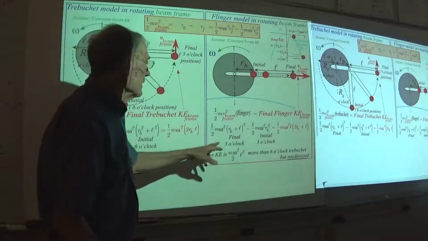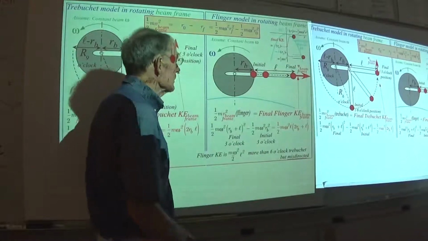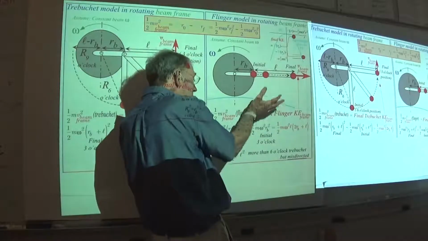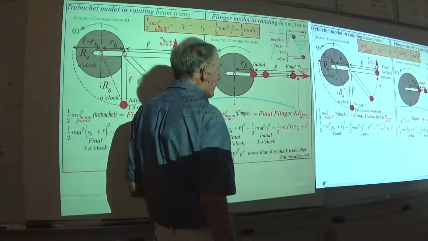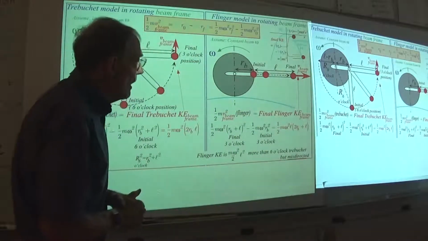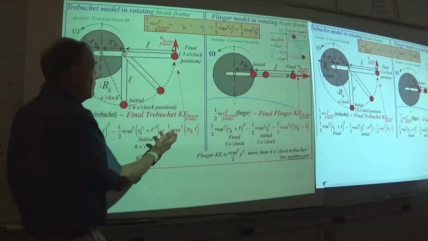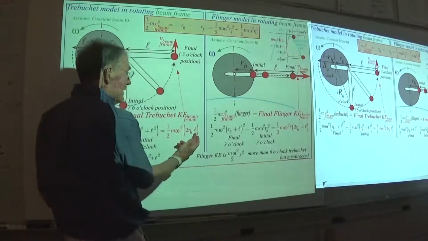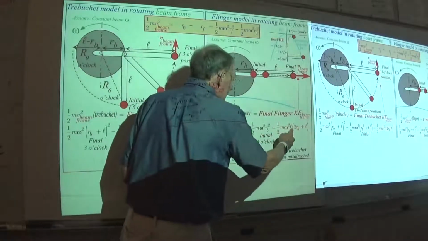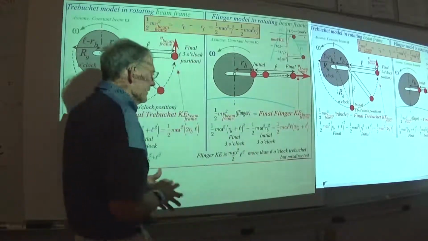This is the final 3 o'clock, initial 3 o'clock, it's always at 3 o'clock in the beam frame, okay? So I'm getting there 2 R_B plus L. Here I'm getting 2R times L, okay? But this one has an extra L, so maybe it's the winner, okay?